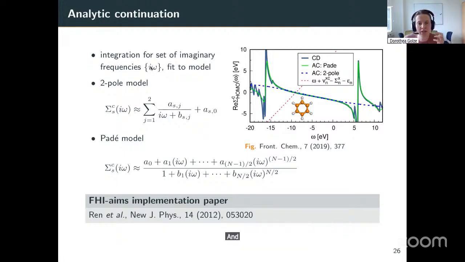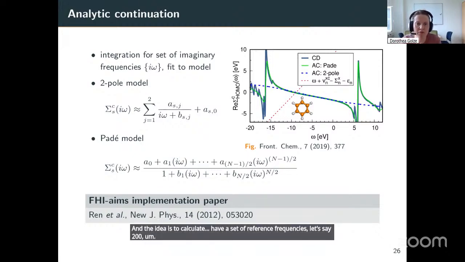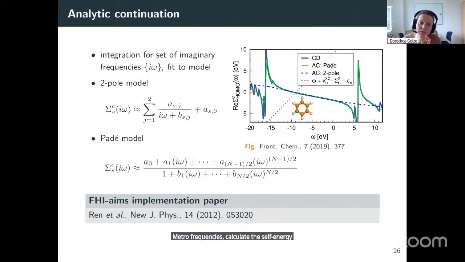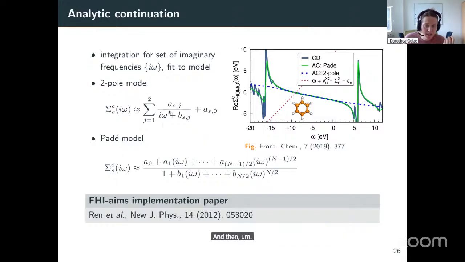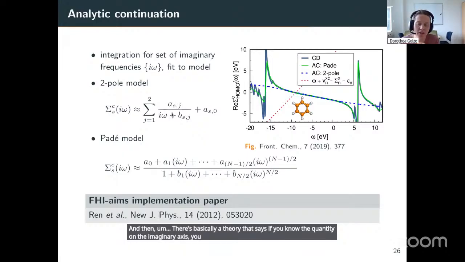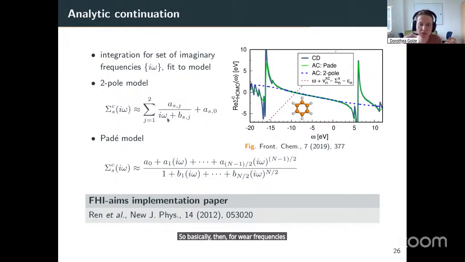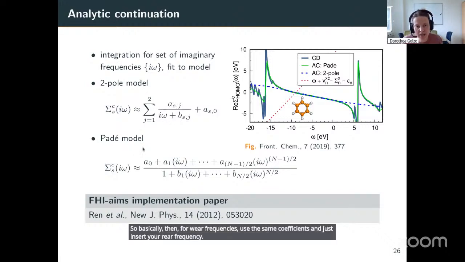And the idea is to have a set of reference frequencies, let's say 200 imaginary frequencies, calculate the self-energy for each of these frequencies, and then basically perform a fit to some analytic model which has poles. For example, the two-pole model, we don't know these coefficients A and B, so we basically get them by fitting to these reference values. And then there's basically a theorem that says if you know the quantity on the imaginary axis, you also know it on the real one. So you basically then for real frequencies use the same coefficients and just insert your real frequency.